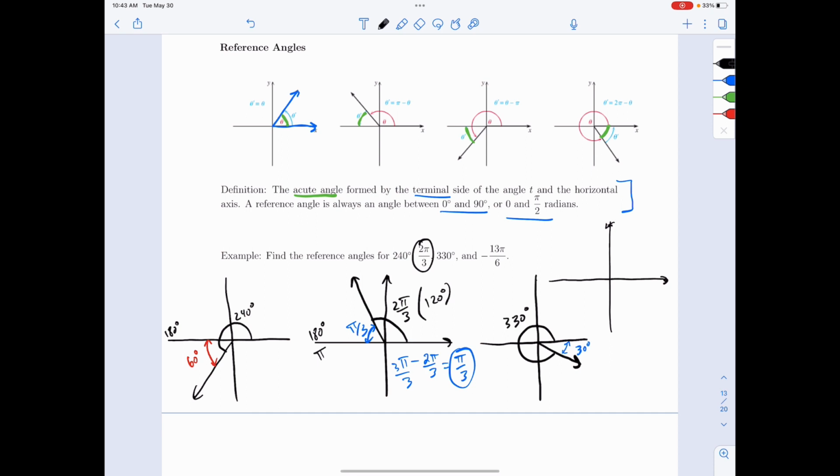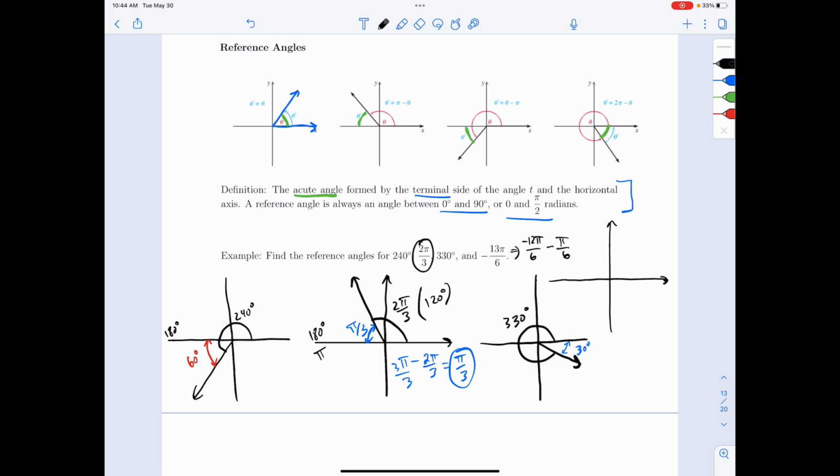All right, and then lastly, negative 13 pi over 6. Negative 13 pi over 6 is bigger in magnitude than negative 2 pi. And remember, 2 pi or negative 2 pi is one time around the circle. Since we have a negative value here, I'm going to be going clockwise around the circle. Negative 13 pi over 6, I'm going to do a little manipulation: negative 12 pi over 6 minus pi over 6. That would give us negative 13 pi over 6.